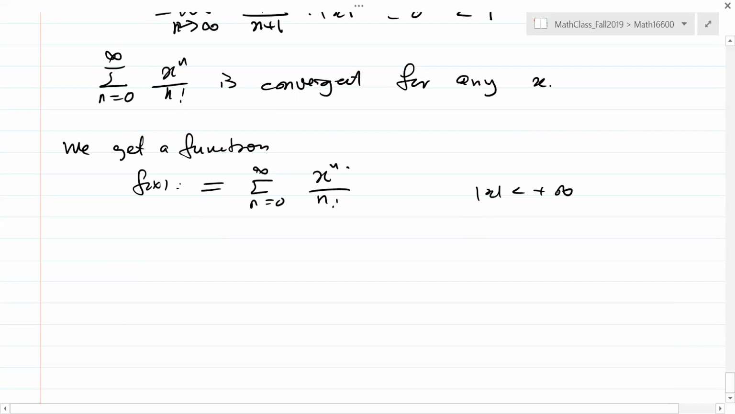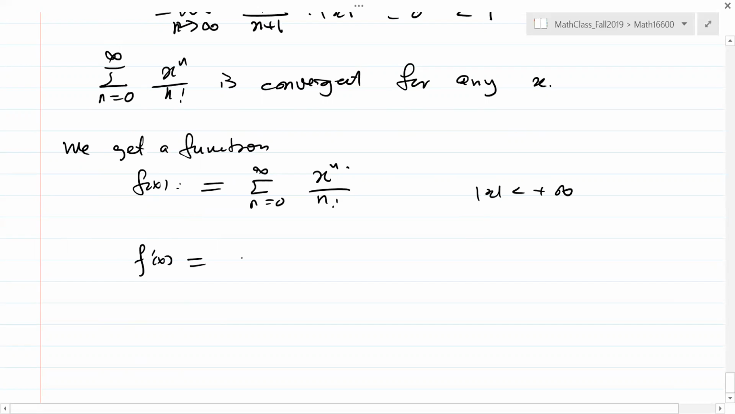I don't know at the very beginning what kind of function it is, but I wish to understand a little bit more about this area of the function. I try to integrate, I can differentiate. So this function defined by this power series is differentiable for any x.